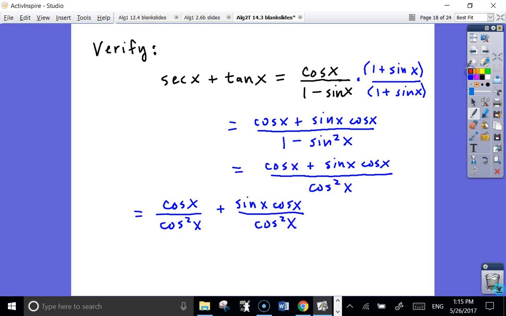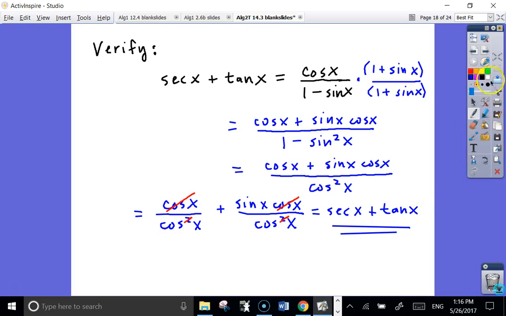And I can cancel. This cosine will cancel one of those. This cosine will cancel one of those. And what am I left with? This first one is 1 over cosine x, which is secant x. And the second, plus sine x over cosine x, is tan x. And that's it. That's the left side. That's a strategy, multiplying by the 1 plus sine x, which you're definitely going to do a lot more of next year. And this year, not so much, but because we said the right-hand side is more complicated.